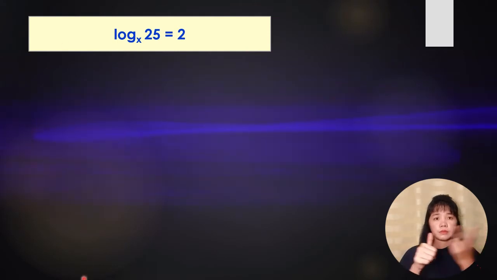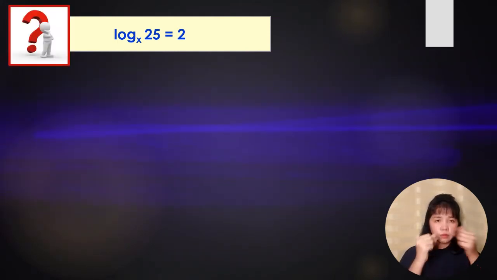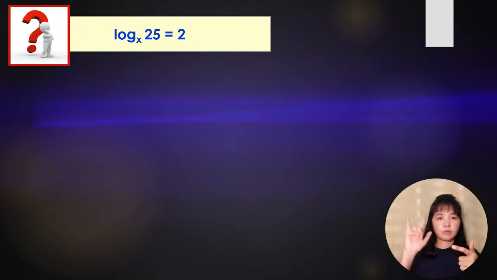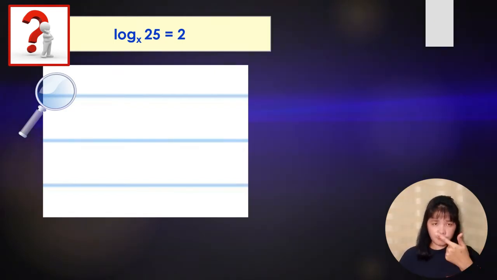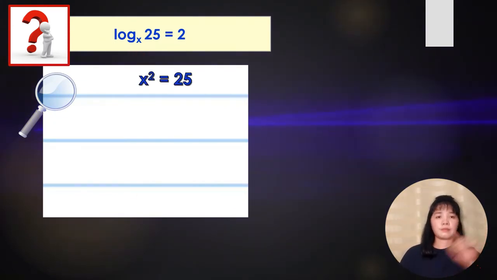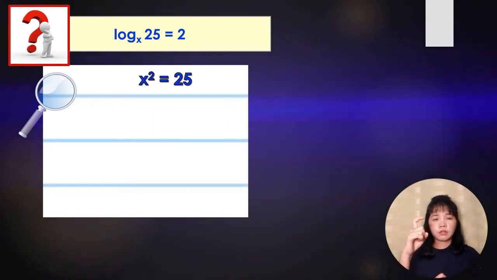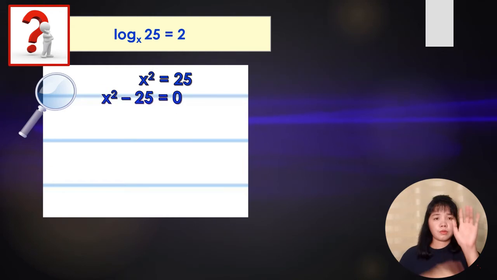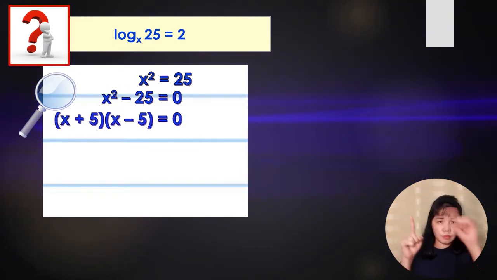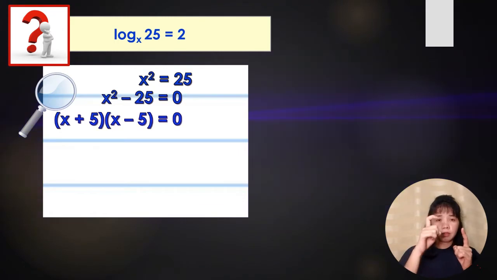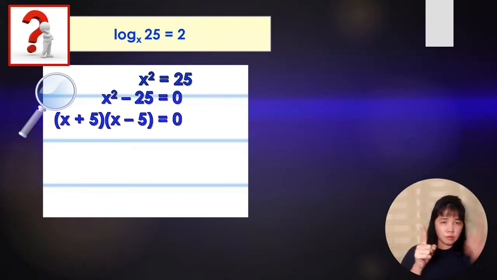For our third example, let's solve for the logarithm of 25 to base x equals 2. Again, the best way to answer this is to rewrite the logarithmic equation in exponential form. Remember, you have your base x and exponent 2. So, x squared is equal to 25. Now, using addition property of equality, x squared minus 25 is equal to 0. Factoring x squared minus 25, we will come up with the quantity x plus 5 times the quantity x minus 5, which is equal to 0.